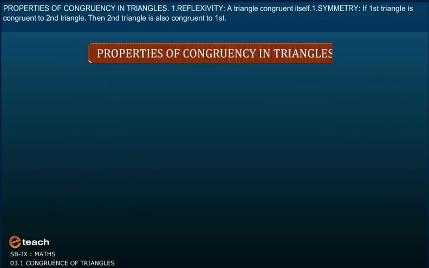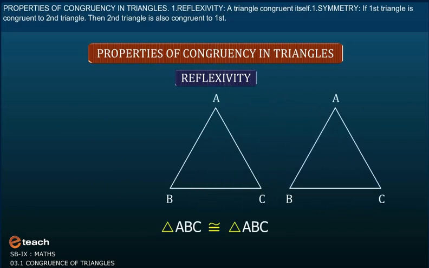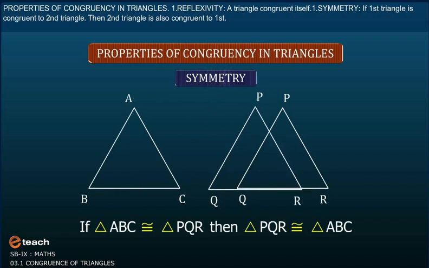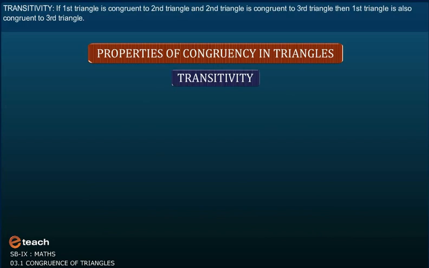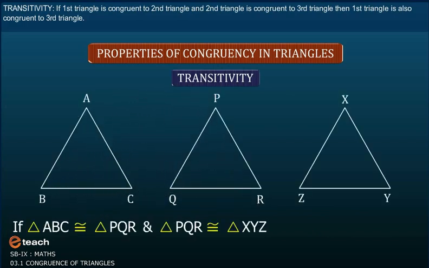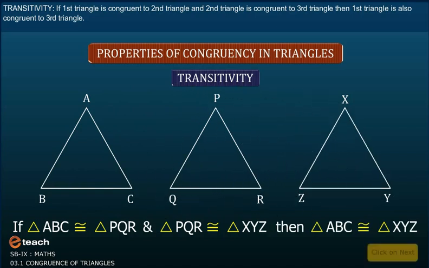Properties of congruency in triangles. 1. Reflexivity. A triangle is congruent to itself. 2. Symmetry. If the first triangle is congruent to the second triangle, then the second triangle is also congruent to the first. 3. Transitivity. If the first triangle is congruent to the second triangle and the second triangle is congruent to the third triangle, then the first triangle is also congruent to the third triangle.